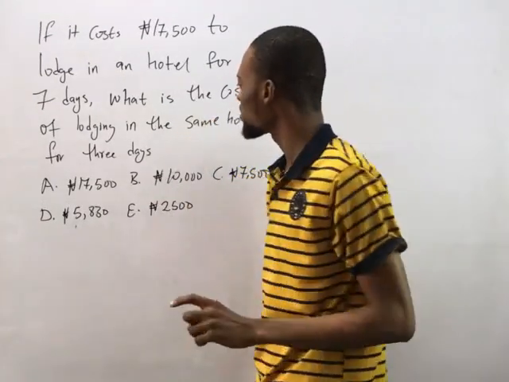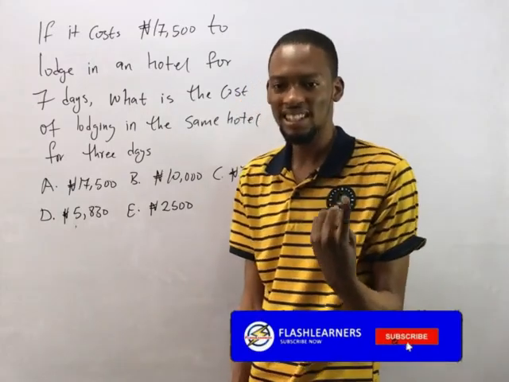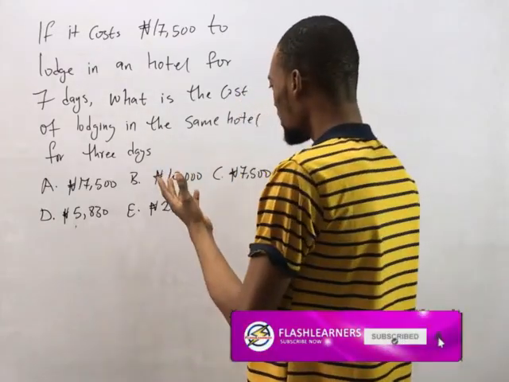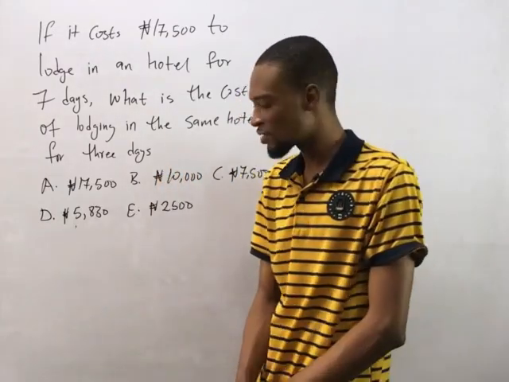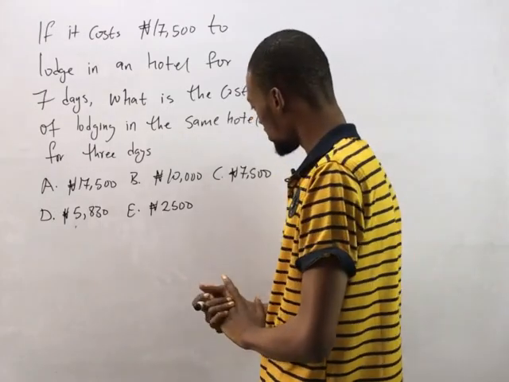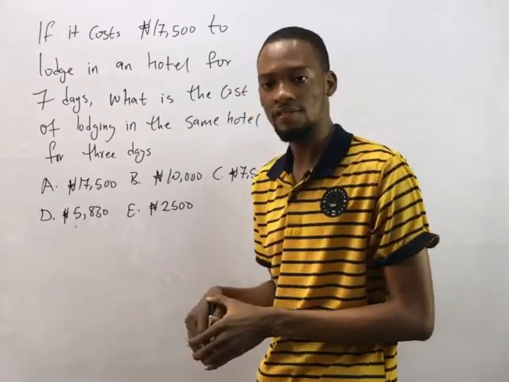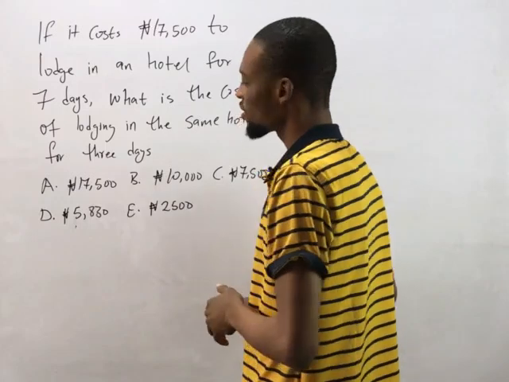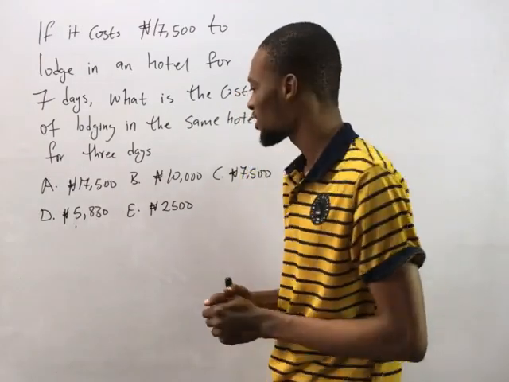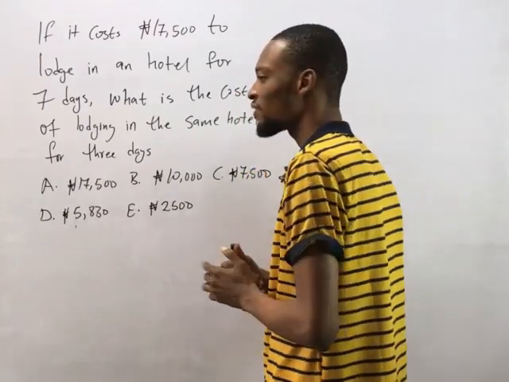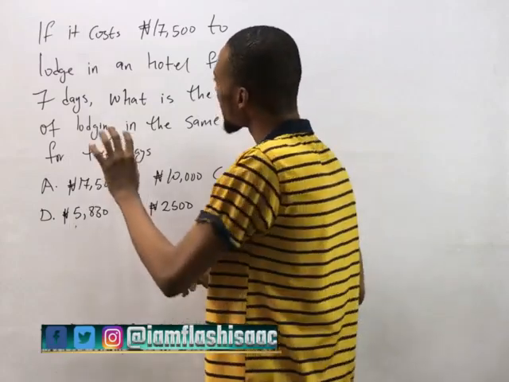A man pays 17,500 naira to lodge in a hotel for 7 days. What is the cost of lodging in the same hotel for 3 days? A. 17,500 naira. B. 10,000 naira. C. 7,500 naira. D. 5,830 naira. E. 2,500 naira. This is how you solve this.